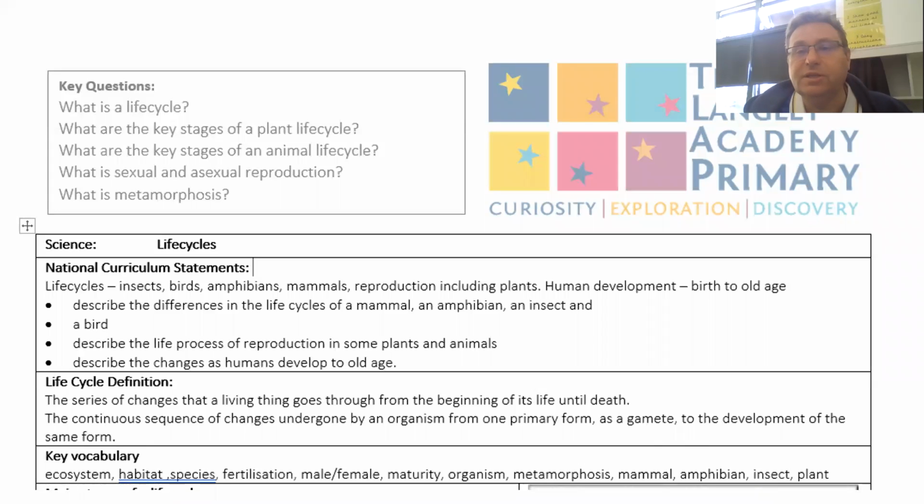The national curriculum statements, the things that the government wants us to study, are the life cycles of insects, birds, amphibians, mammals, reproduction in plants, and human development from birth to old age. Now, we've done a lot of that already, and we'll be moving on to human development over the next couple of weeks. So we'll be looking at the different life cycles as we have done.